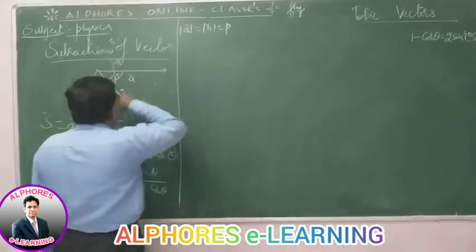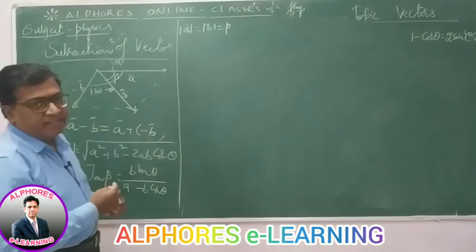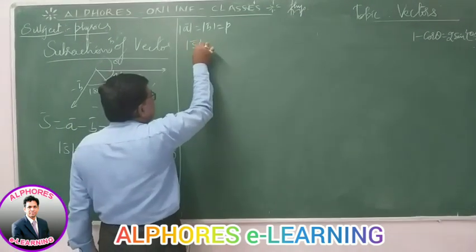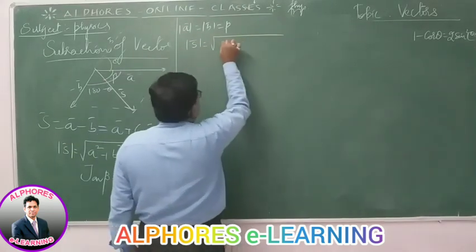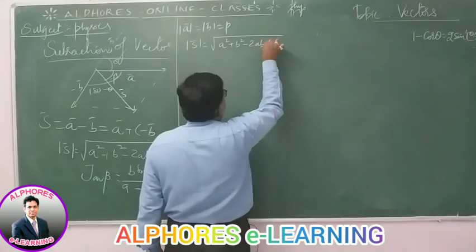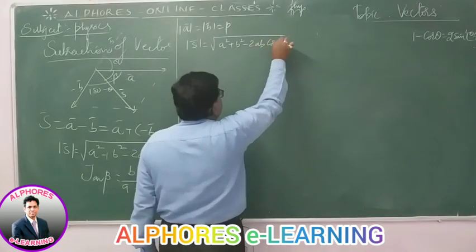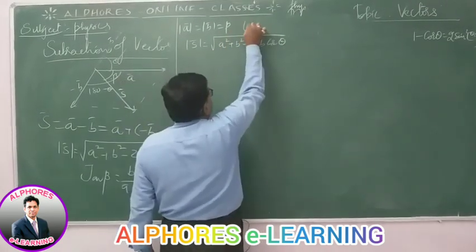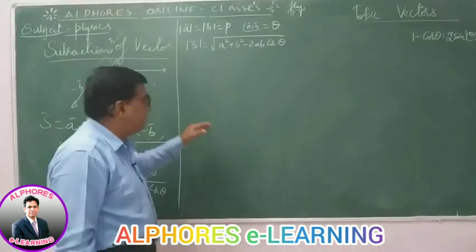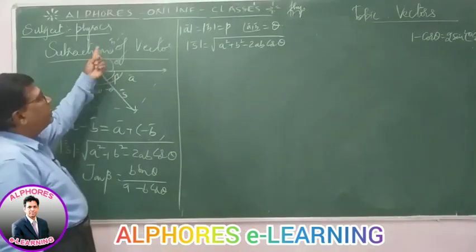Well, if the magnitude of A and the magnitude of B are both P, then what will be the magnitude of the subtraction resultant? We know the subtraction resultant is the square root of A square plus B square minus 2AB cos of the angle between A and B. Now the angle between A bar and B bar is theta, please. Don't get confused. Theta is not the angle between A and minus B. It is the angle between A and B.